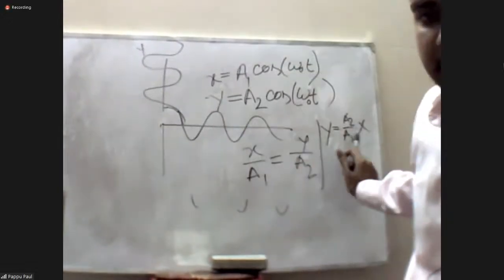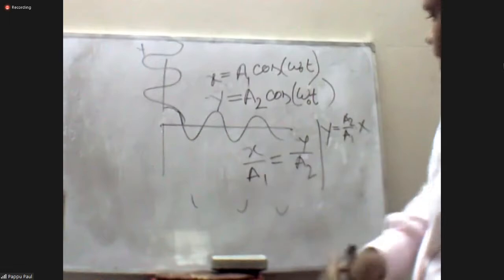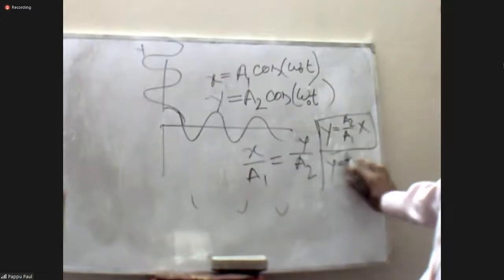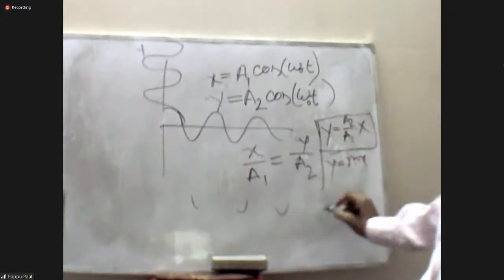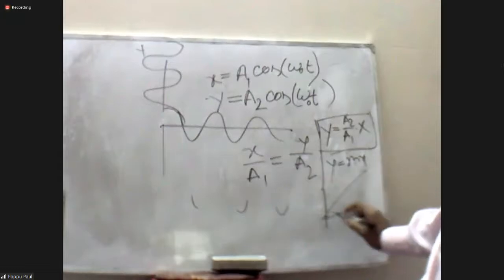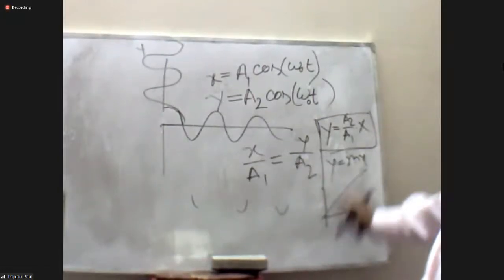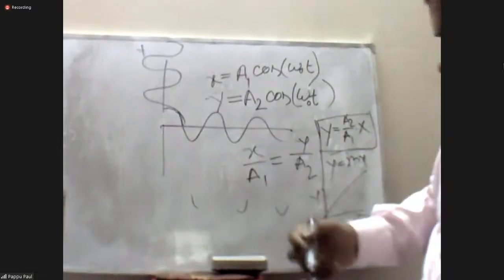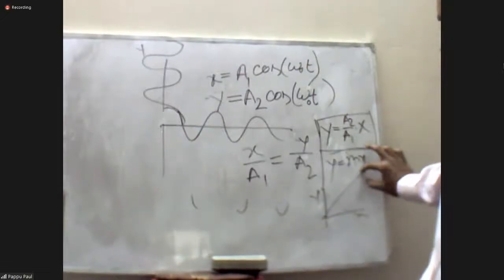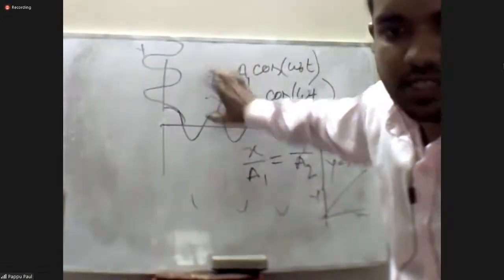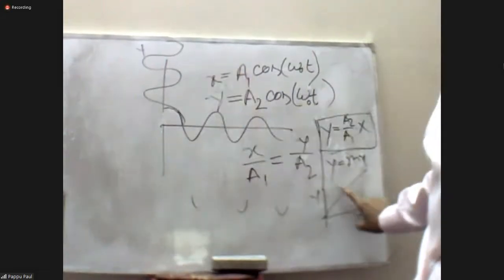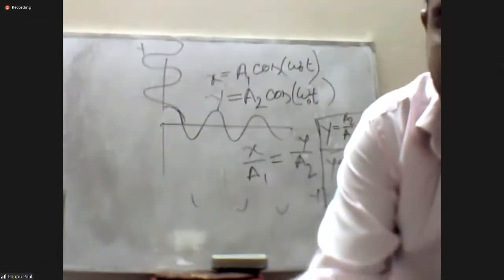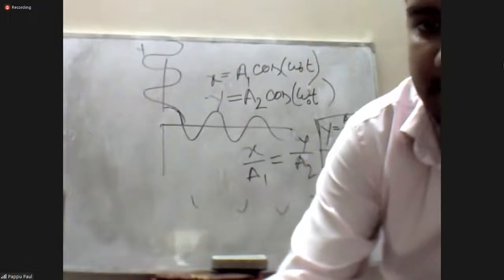I think you understand. A2 by a1 into x. So this is the graph of y is equal to mx. If we draw the graph of this equation, we will find a graph something like this. If this is the x and this is the y axis, we can find this graph like y is equal to mx. So if we superimpose these two graphs, we will find the graph something like this. I think you understand my point. Does anybody have any question about this?